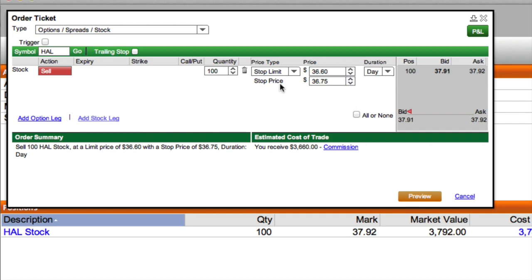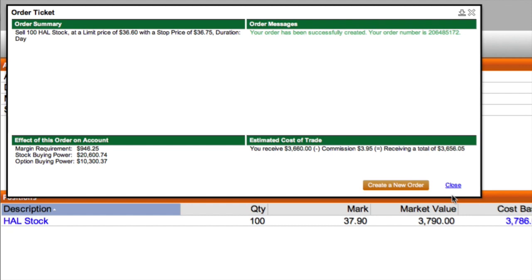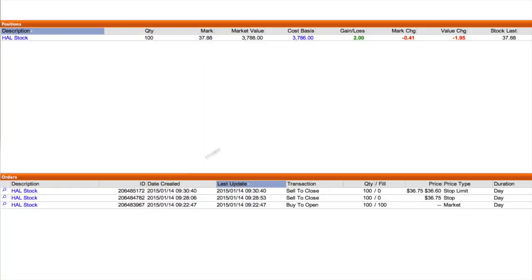But the idea here is that we're going to set a stop price. That's your trigger. And then the stop limit, the limit price, is the price at which you want it to be filled. Okay, so we got 100 Halliburton stock at the limit price of $36.60 with a stop price of $36.75. Okay, so that means if we hit the stop price of $36.75, then it will send a limit order of $36.60 to the floor, and we will get filled at $36.60 or better. Okay, it will only get filled at that price or better, and you hit place order, and the order has been placed, and it shows up in your trading account.